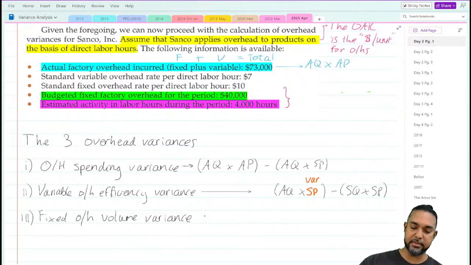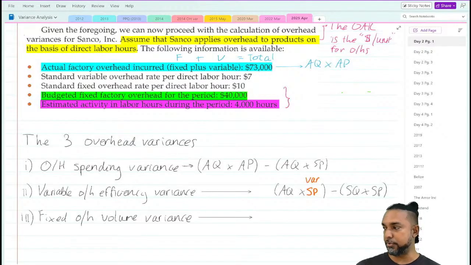right? Which essentially is the same kind of layout like the variable overhead efficiency variance. It also occupies the middle and rightmost thing.